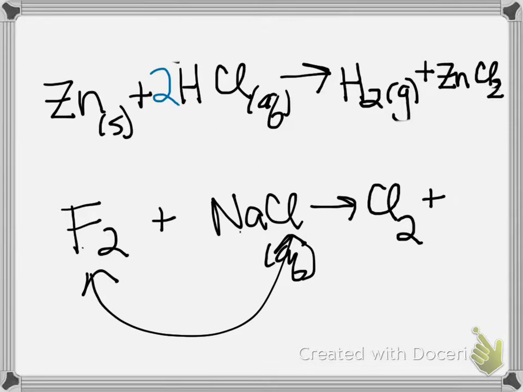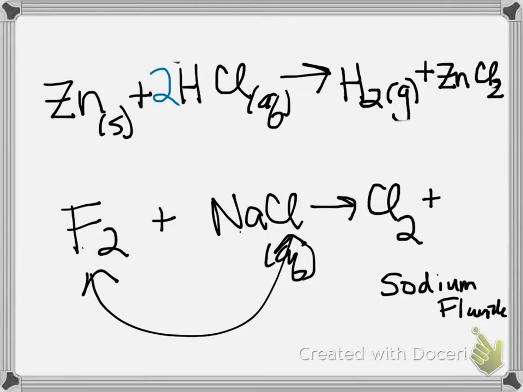Now, here's what you don't do. You don't write NaF2. 80% of the time, my students write NaF2, and they get it wrong. I don't want them to get it wrong. It's not like it's a trick question. They just don't think about what they're doing. If you understand what's happening here, you're producing an ionic compound, sodium fluoride. How would you write sodium fluoride?